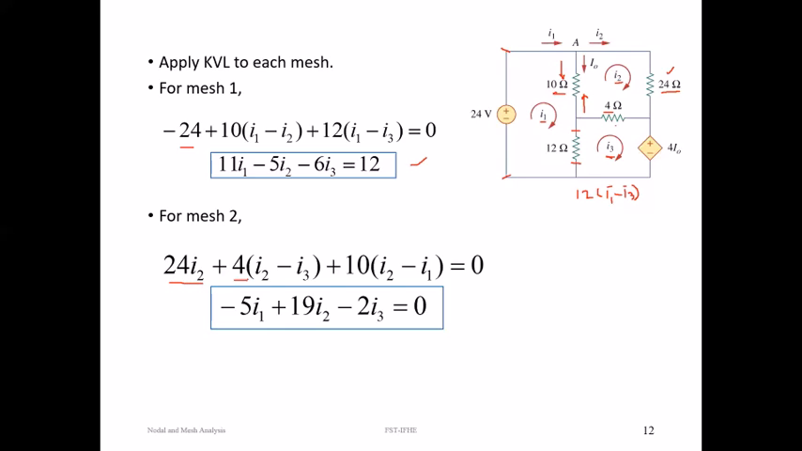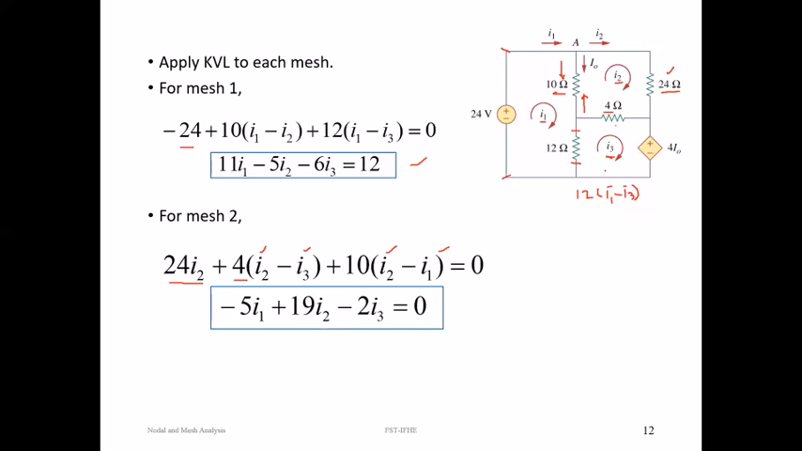4 is common between second mesh and third mesh. So write down the resistance, assuming always I2 is greater than any other current in the opposite mesh: I2 minus I3, plus 10 into I2 minus I1, since 10 is common between second mesh and first mesh. On simplifying, it will become minus 5I1 plus 19I2 minus 2I3 is equal to 0.